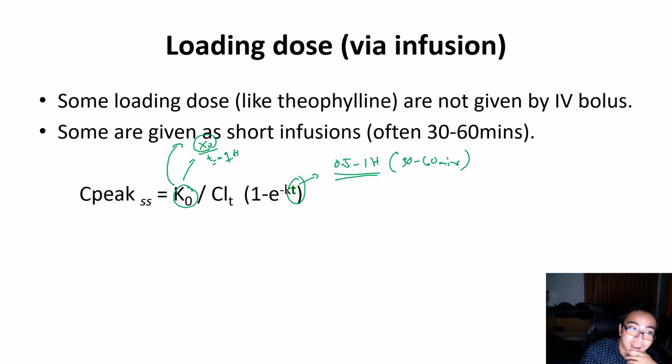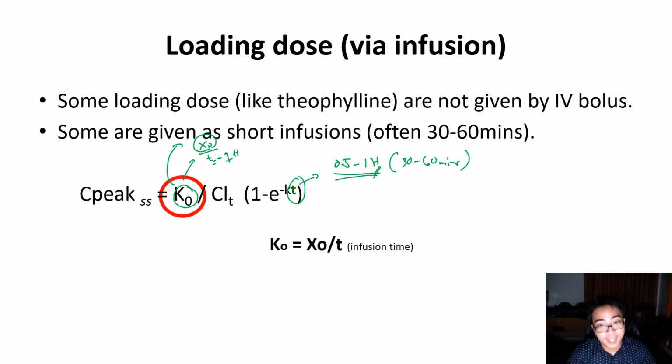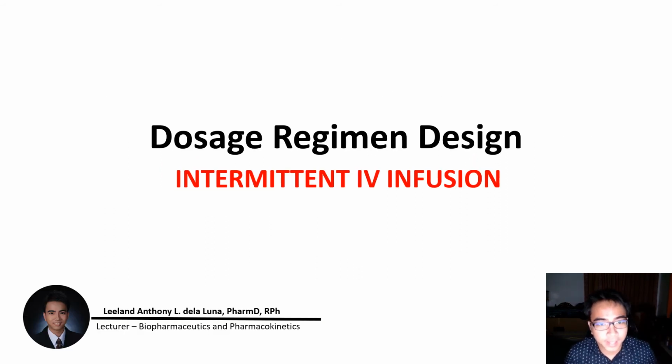We prefer to use hours here. We don't usually use minutes as a unit here, but it's also possible, no problem. So, pretty much the same thing, right? It's still the same. So K sub 0 is a dose over T. T here refers to infusion time, or infusion period.